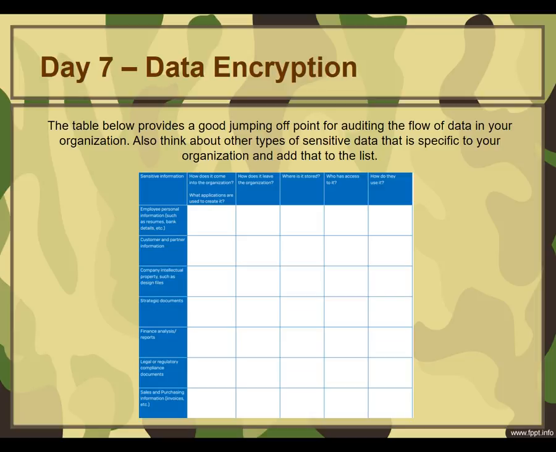We talk about intellectual property, strategic documents, financial reports, legal documents, sales information, purchase orders, employee personnel information. You need to know every piece of this and ask all 5 questions about every piece of data that you have to make sure it is encrypted thoroughly and it's easily accessible by the people who need to have access to it.